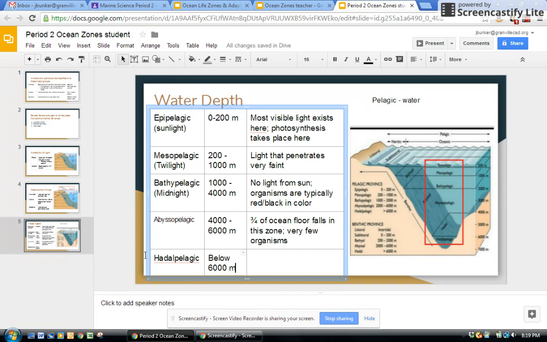The hadopelagic is only in the deep water where trenches and canyons are. We have found life here, so life can be found here, and we'll take a look at who in a little bit.